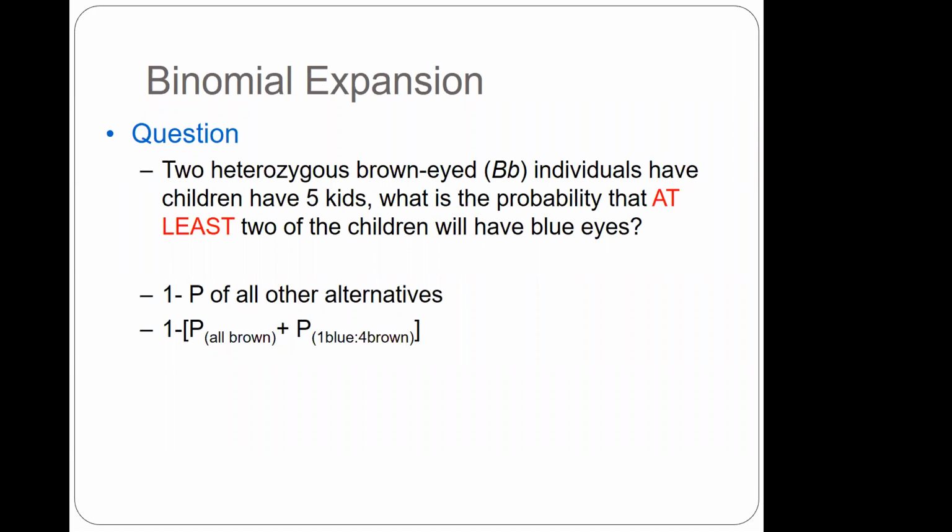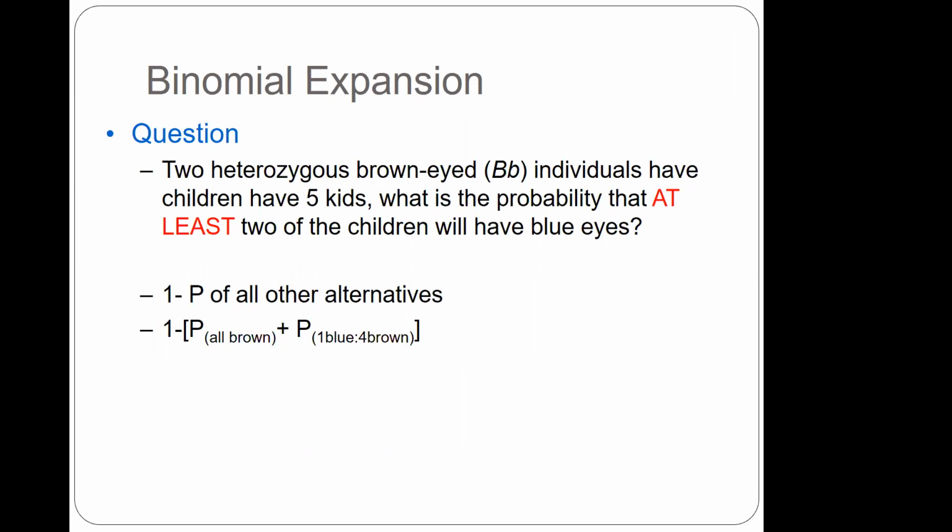What if they had no kids with blue eyes? Let me grab that one. Or what if they had 1 kid with blue eyes? So the probability, if you add all these up, is 1, right?